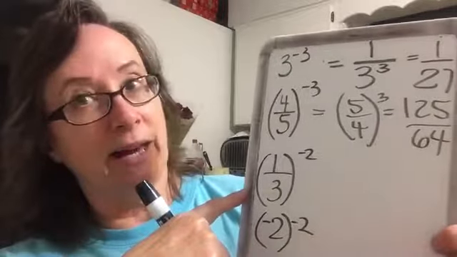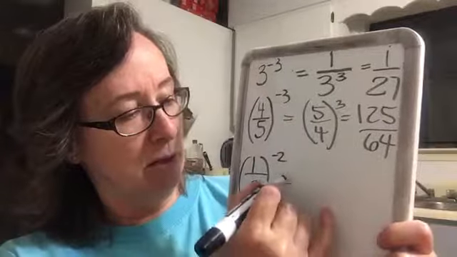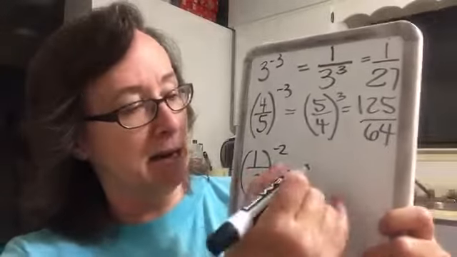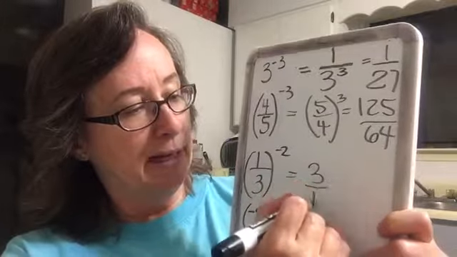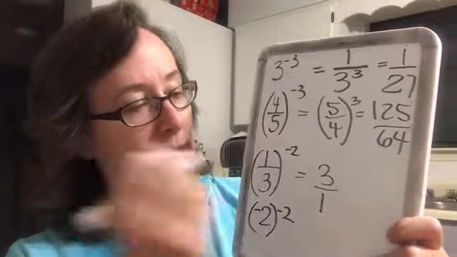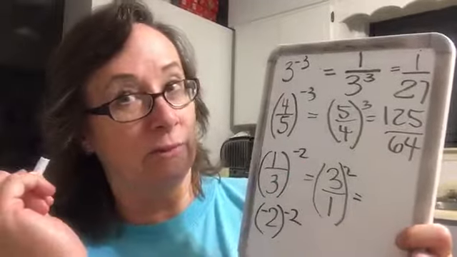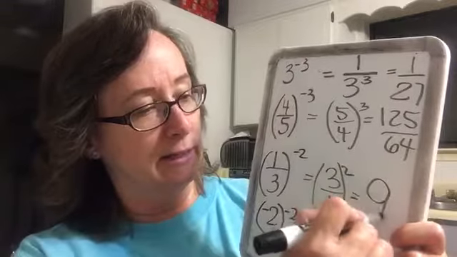On the next one, I've got a 1/3 to the negative 2, which means that 3 that's in the denominator has to come up. Now, it's a 3 over 1, but a 3 over 1 squared is the same thing as just a 3 squared, so the answer is 9.